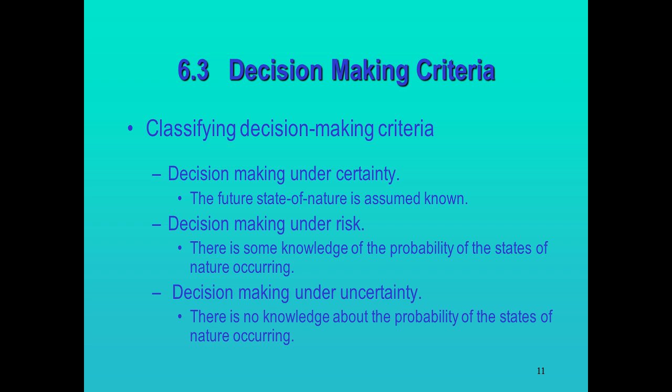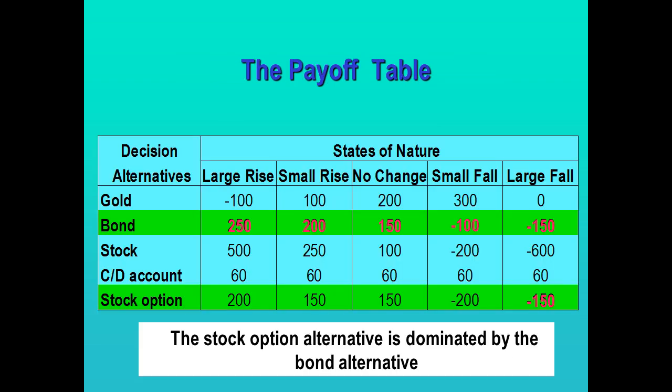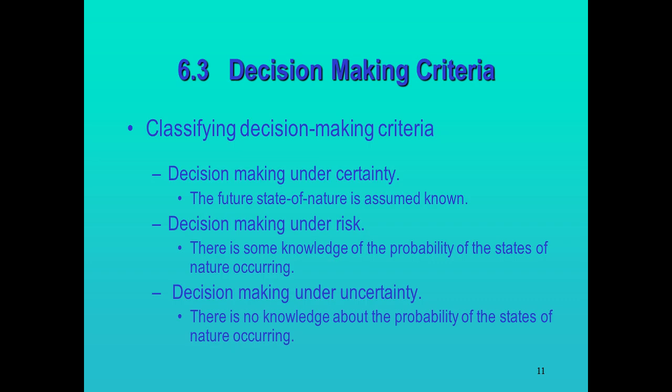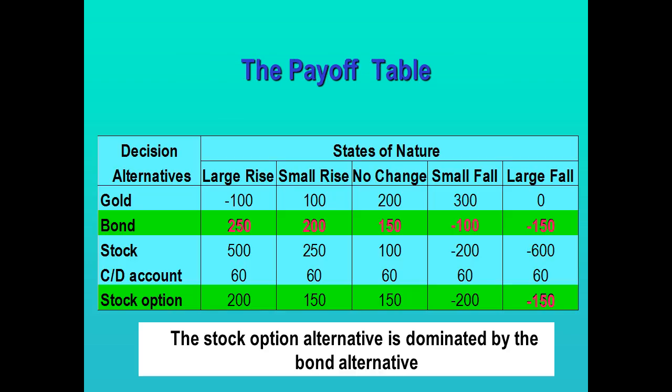The first one, it all has to do with the future states of nature and what knowledge we have of them. Okay? So it's all depending on the states of nature and what knowledge we have of them. The first one is decision-making under certainty, meaning we know what's going to happen. Now that's not a hard decision.